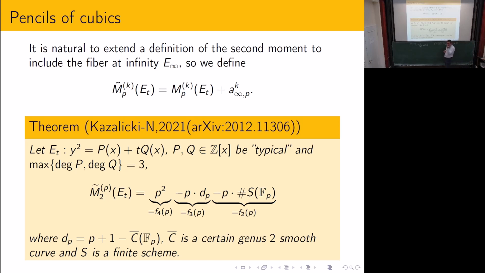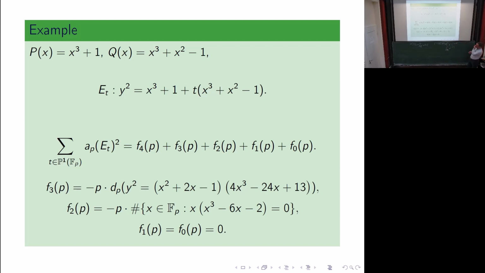Sorry? It's a tail twist. It's a tail twist, yes. That's why you multiply by P. And then you have also the contribution from a finite scheme. And this finite scheme is basically just a polynomial of degree 4. So it's very concrete. Here is actually a concrete result.